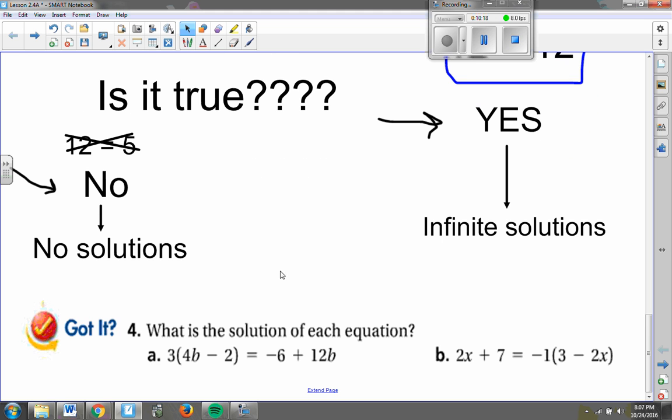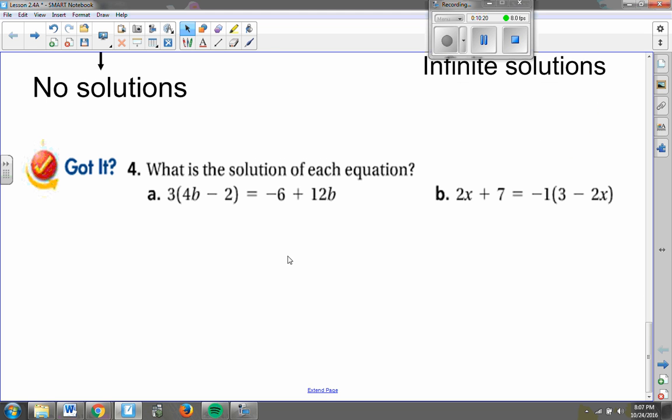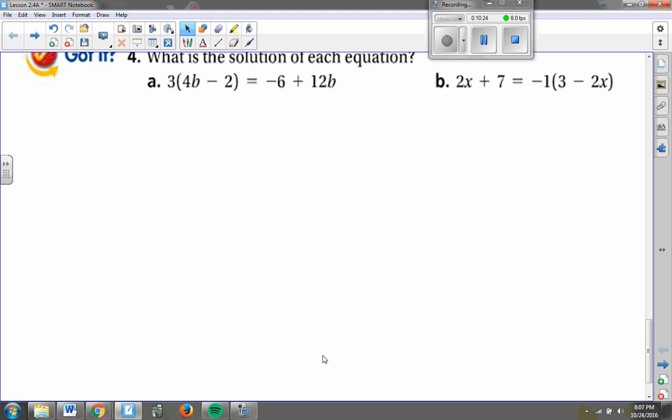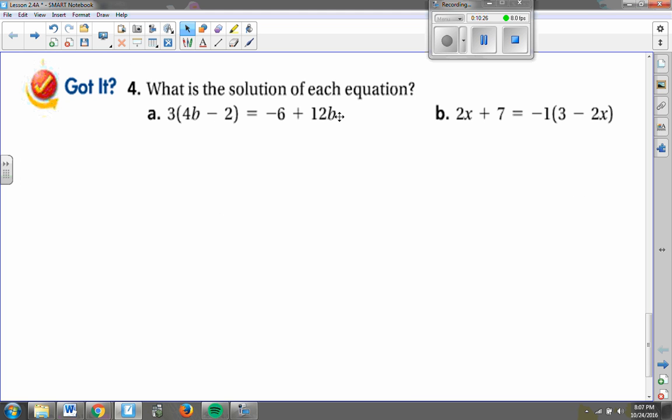Okay? So I'd like you to take a look at a couple here. Letter A and letter B. Solve each of these by distributing first and then moving all of your variables to one side. Your variables will all disappear, and I want you to decide, is it no solutions or all solutions? Once you have decided, come on back and I'll show you what we should get.